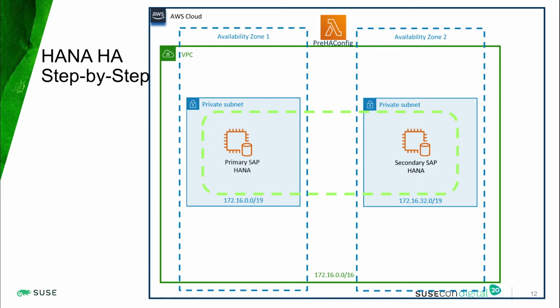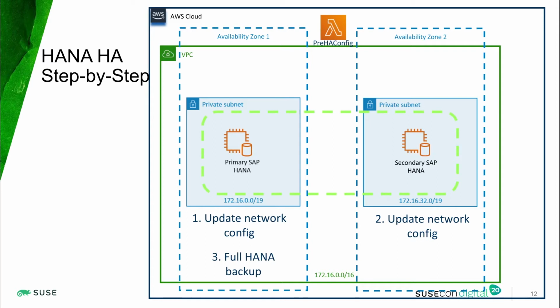Now we have a new lambda function, pre-HA config, which is responsible for updating the network config for the private subnet in the first availability zone. It will do the same in the second availability zone. Then it will create a full SAP HANA backup.